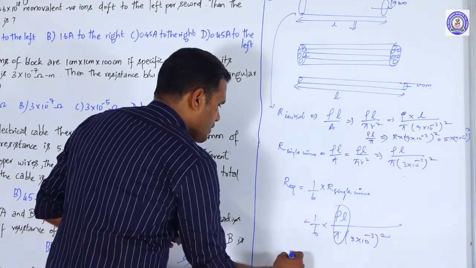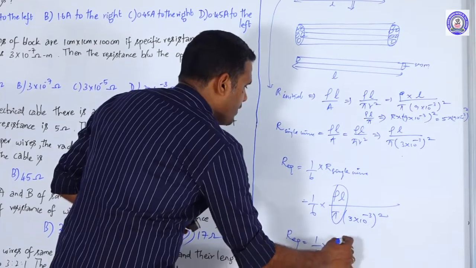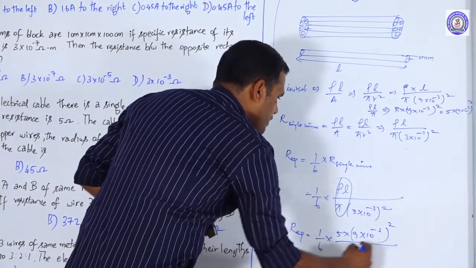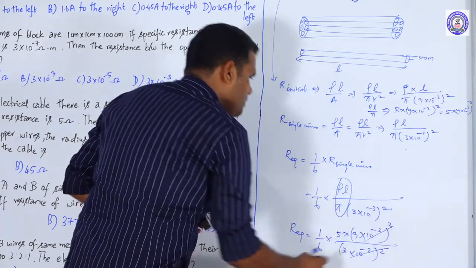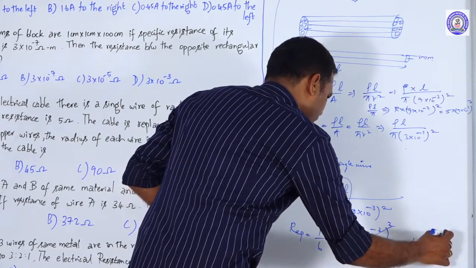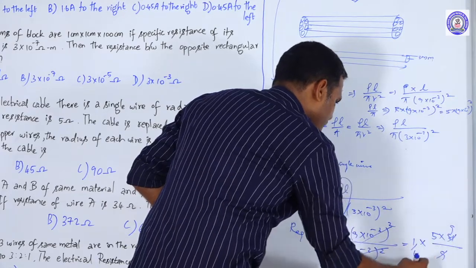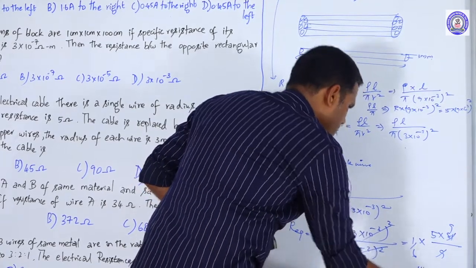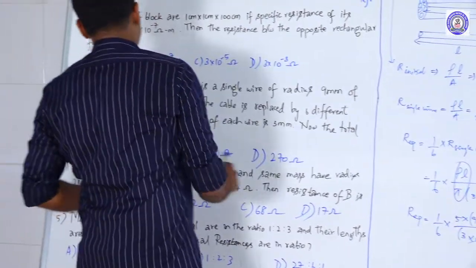So R equivalent is 1 by 6 into rho L, which is 5 into 9 into 10 power minus 3 the whole square, divided by 3 into 10 power minus 3 the whole square. This power goes off. I can write 1 by 6 into 5 into 81 divided by 9. This is 9. 45 by 6, 7.5 ohm. So the effective resistance here is 7.5 ohm.